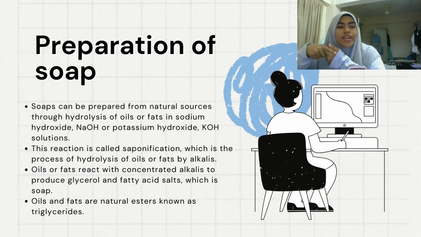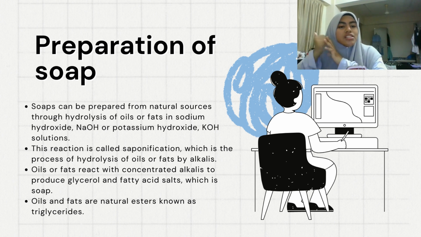Preparation of soap. Soap can be prepared from natural sources through hydrolysis of oil or fat in sodium hydroxide NaOH or potassium hydroxide KOH solution. This reaction is called saponification, which is the process of hydrolysis of oil or fat by alkalis. Oil or fat reacts with concentrated alkalis to produce glycerol and fatty acid salt, which is soap.